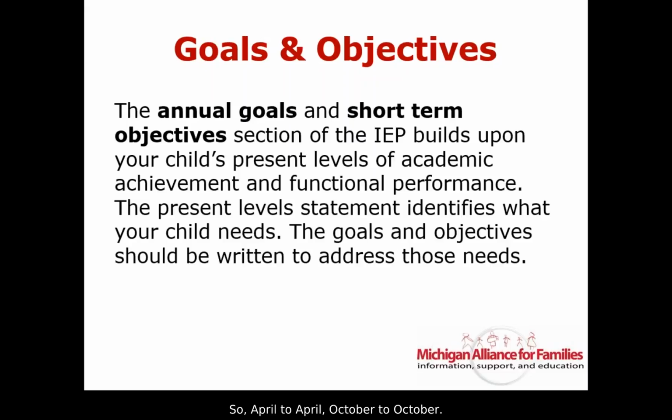Goals and objectives are what that student is going to learn usually within the next year. So April to April, October to October. IEPs are typically written for a year. So where is the child, and how are we going to collect data to make sure they're making progress within the general education curriculum, and in non-academic or extracurricular activities?